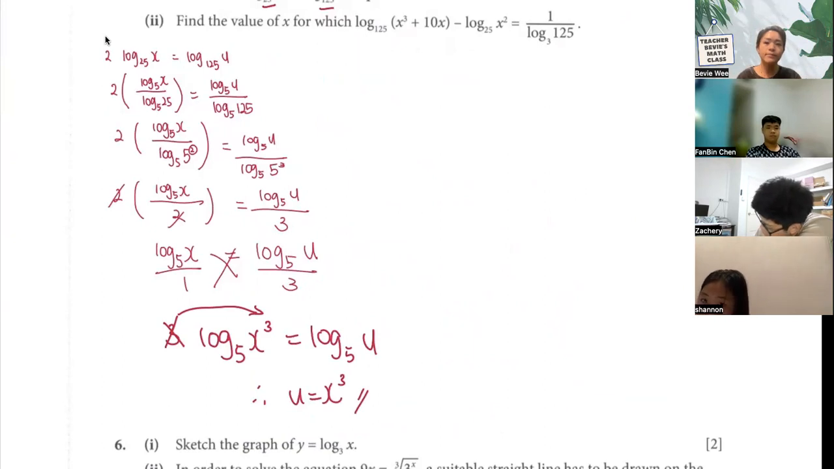Can see? Pumping, go ahead with part 2. Part 2 is difficult. Shannon and Zachary, any questions for part 1 or not? So a lot of laws coming back in, all the change of base law, product law, quotient law, power law, everything is going to combine together. So you have to know what law to use.